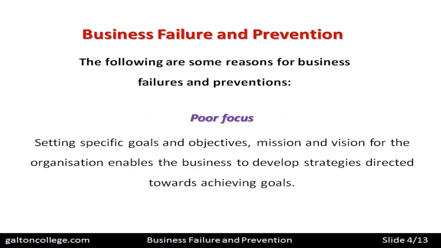They could also have poor focus. Setting specific goals and objectives, missions and visions for the organization enable the business to develop strategies directed towards achieving goals. It's important that the business know where it's going. The management must have some idea about where it wants to position the business. Does it want to make a particular product? Does it want to make related products? How does it market the product? What are the attributes of its product? What is its pricing strategy, I should say? What are the objectives of the business?